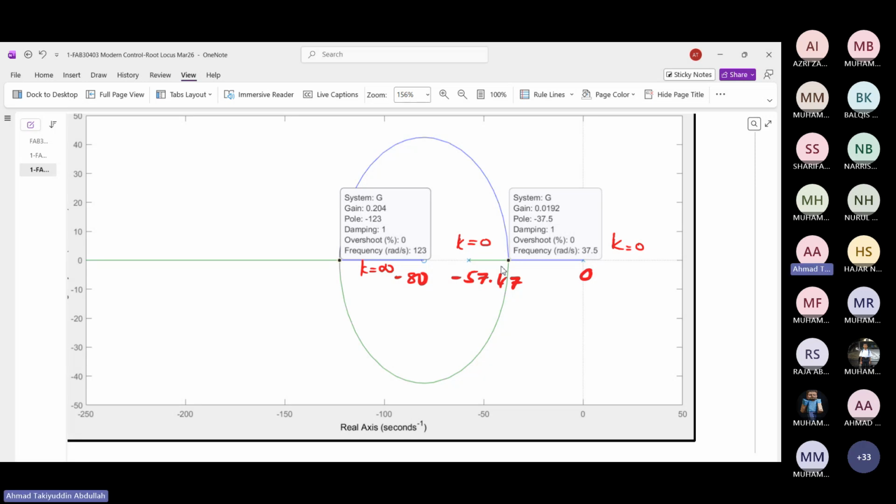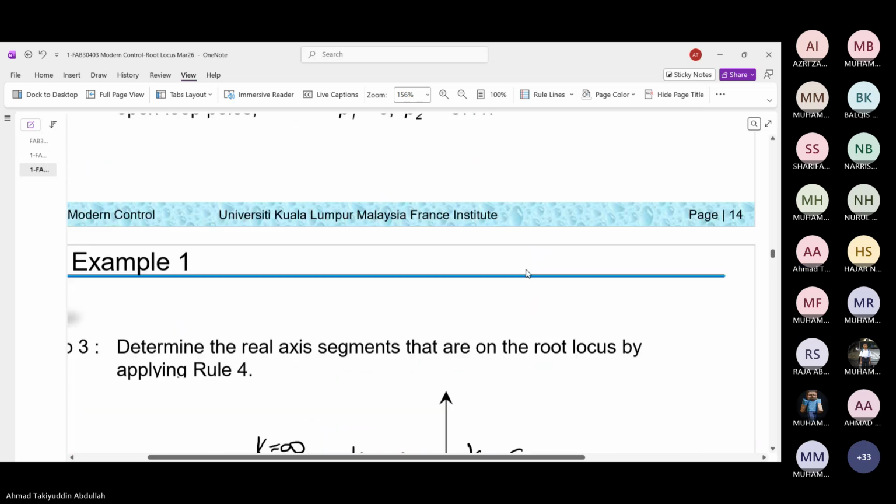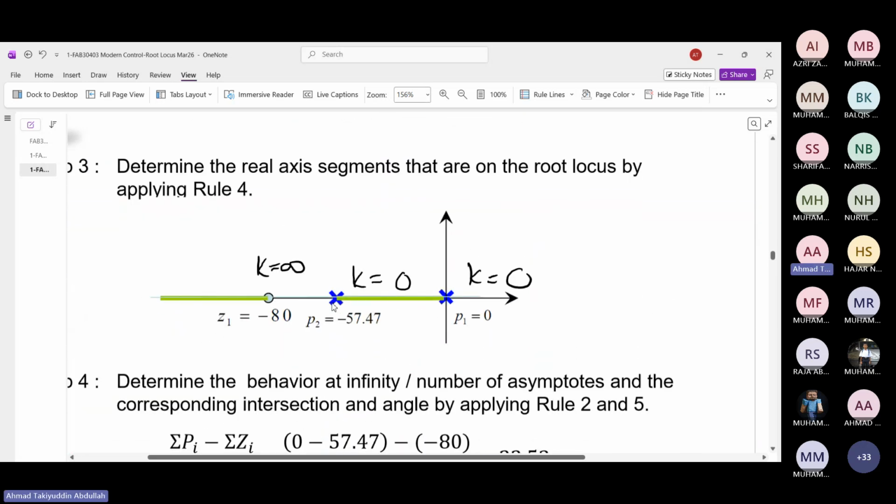Okay. Let's continue with the explanation of break-in and breakaway. The next point that we have on the real axis segment, as we have it here, we're going to have this, and as well as this, and the next one. What is going to be the next one? The next one will be at k equal to infinity as well.